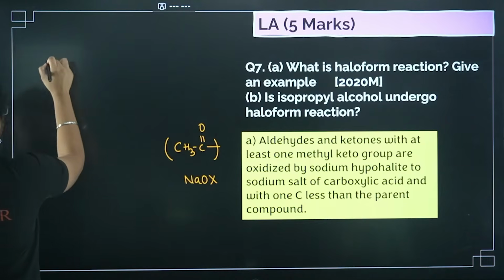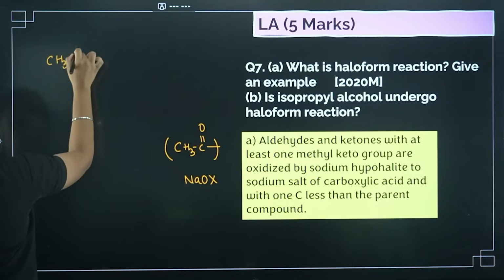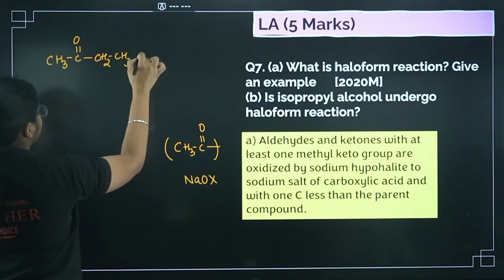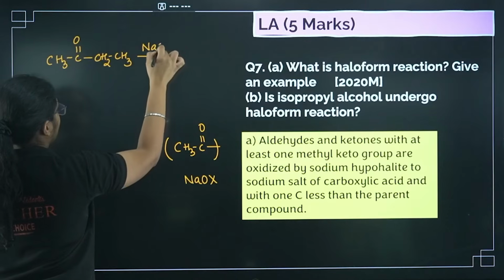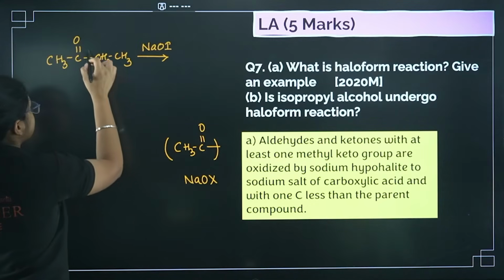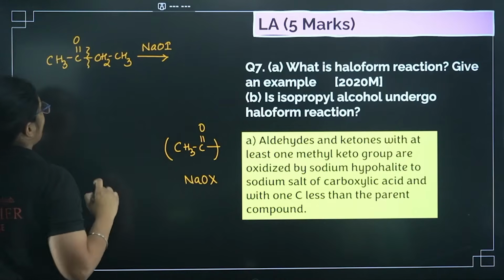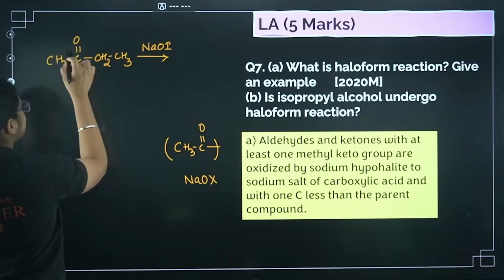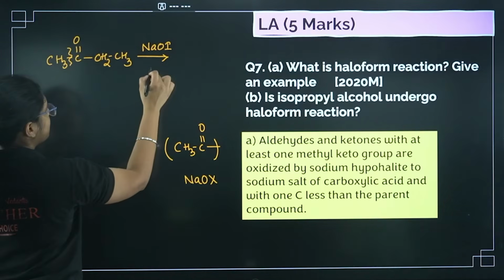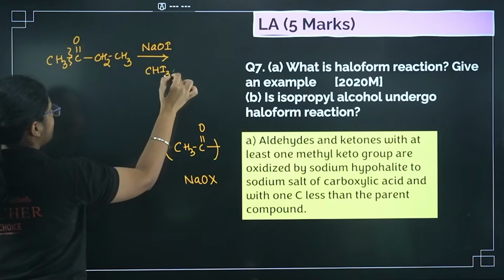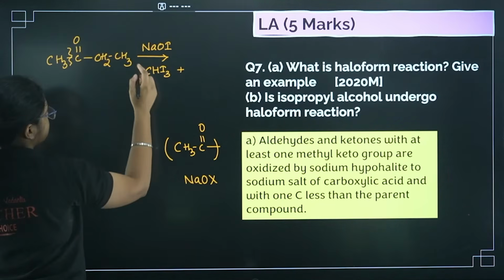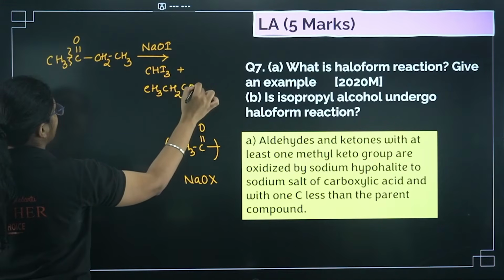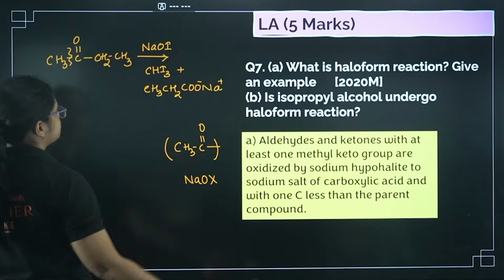Okay, so for example, if you have CH3COCH2CH3, now if this is reacting with NaOI, then what will happen? This bond will break here, and this one will get converted to CHI3, and the other will form the sodium salt. You will get CH3CH2COO- Na+.